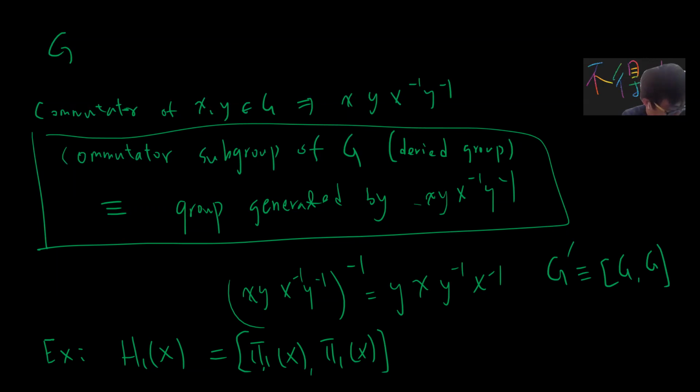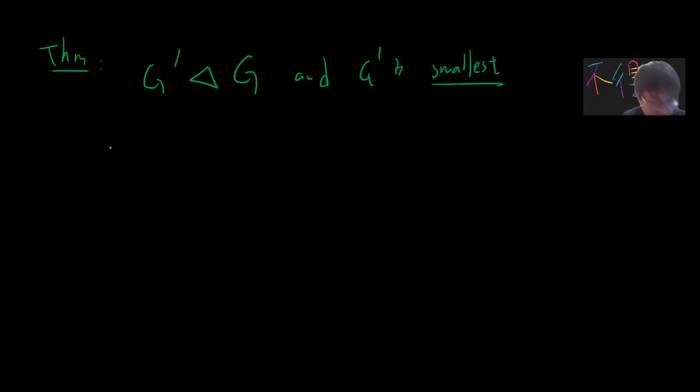So this is the theorem that we will use, and once we have this, then we can define solvable groups. This theorem says that G prime is a normal subgroup of G, and G prime is the smallest normal subgroup N of G such that G quotient N is abelian.